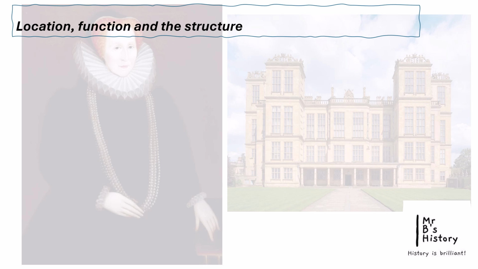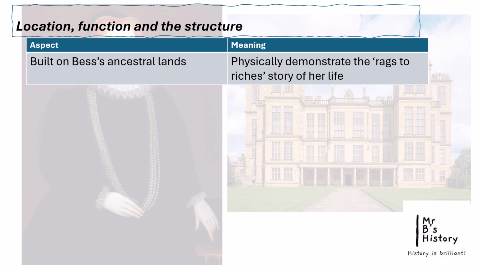So let's move on. One of the things we're going to study is this idea about how the location and the function and the structure of Hardwick Hall, this historic environment, informs a wider aspect of Elizabethan England. So Bess, it's built on Bess's ancestral lands. It is probably the most dramatic way of seeing Bess's relative rags to riches story. You've got the old hall, which she improves and enlarges, but then she moves to the brand new super duper Hardwick Hall.